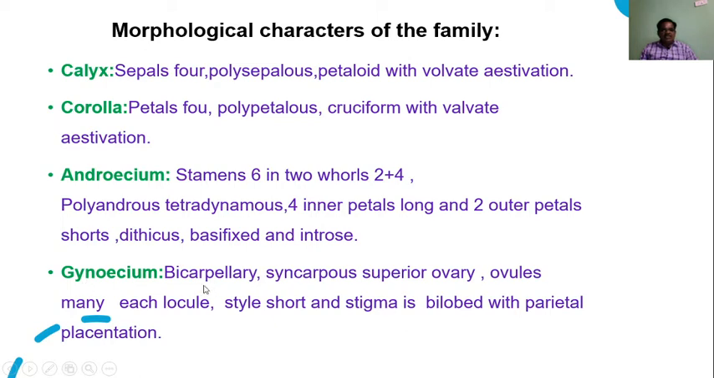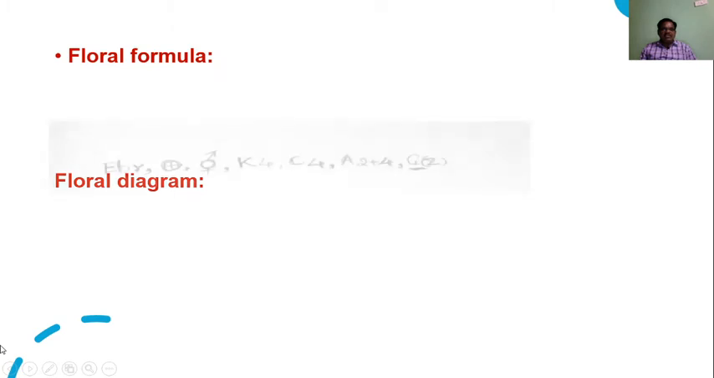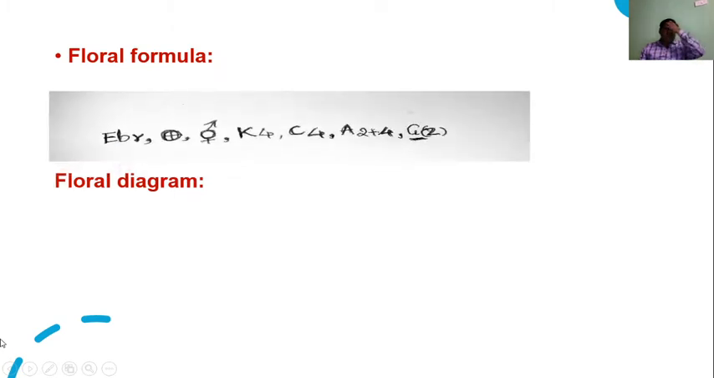Then gynoecium, bicarpellary syncarpous, that is in the ovary there are 2 chambers, so bicarpellary syncarpous, superior ovary is there, and ovules many in each locule. Style is short, stigma is bilobed with parietal type of placentation, that is placenta having the parietal type of placentation.